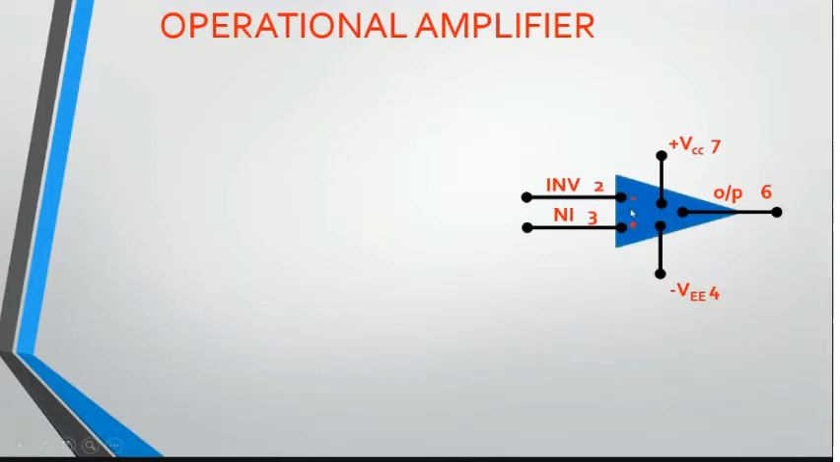So you draw a triangle like this, and then you draw 2 lines at this base. These are the inputs, one is the output, and on the other 2 sides you draw the battery terminals. Now here, what is this?